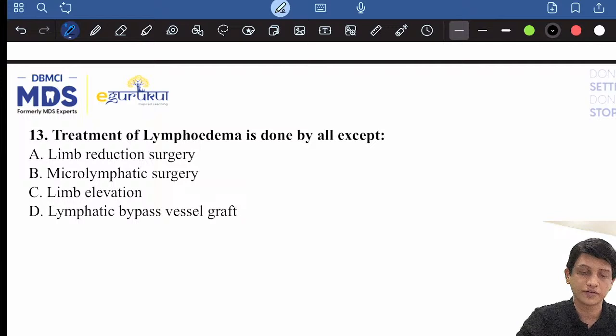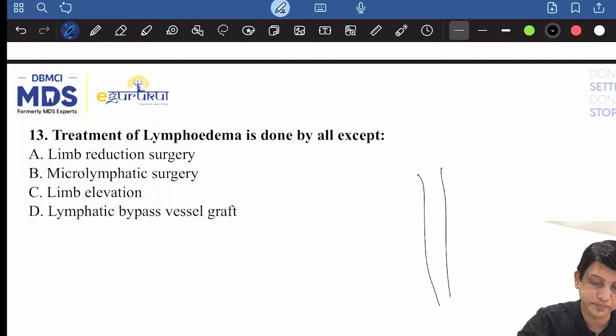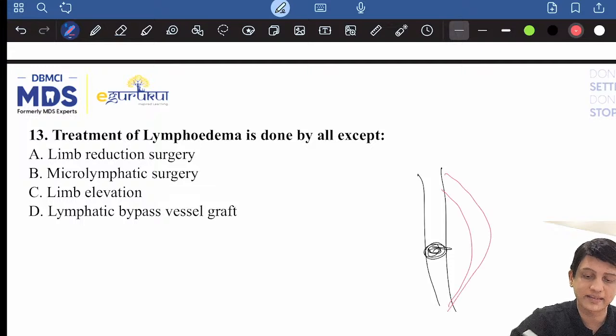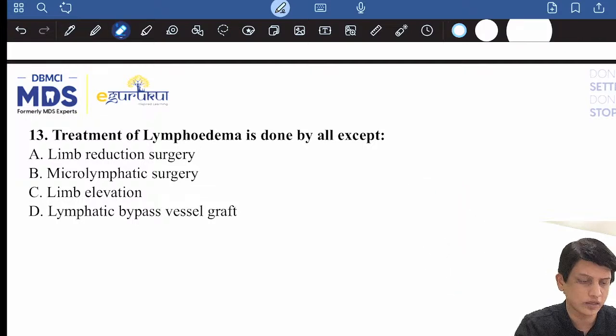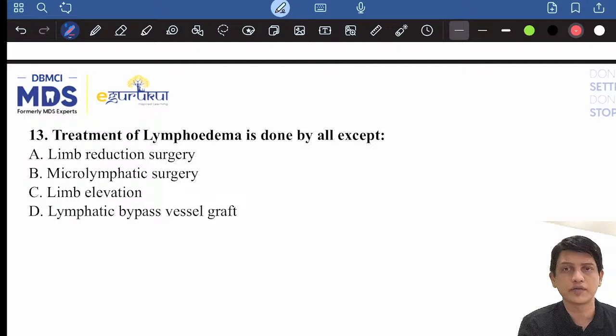If there is a block in a lymphatic, we never take another vessel and do a bypass like this. This is done for arteries or veins maybe, but not for lymphatics. Hope you understand what is meant by bypass vessel graft. A little tough one. Without having some idea, you can't answer this.